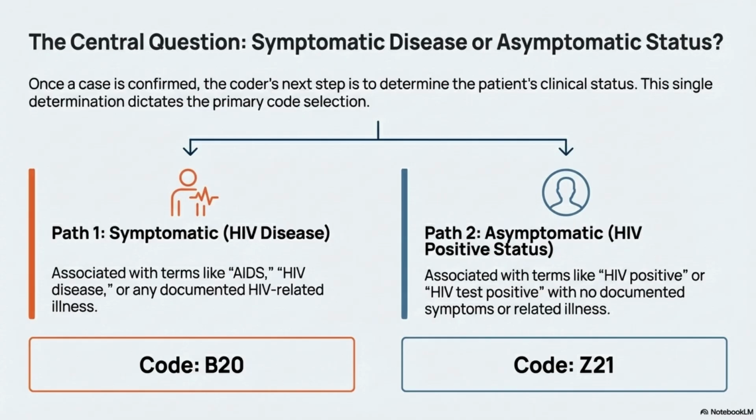Once HIV is confirmed, our next job is to figure out whether the patient is symptomatic or asymptomatic. This single decision determines whether we assign B20 or Z21. Think of it like two paths. If the provider documents AIDS, HIV disease, or any HIV-related illness, that's B20. If the patient is HIV positive with no symptoms, that's Z21.